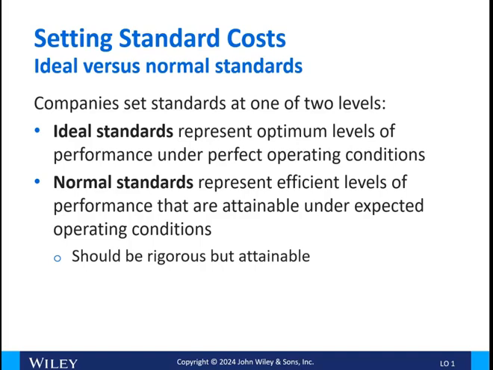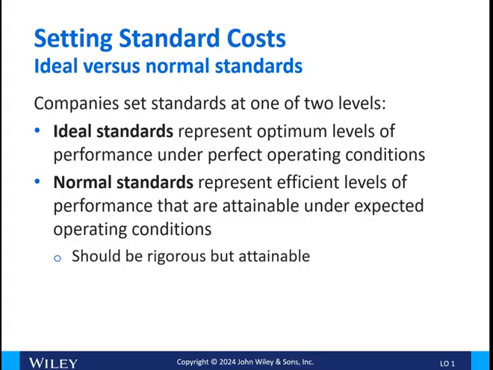Companies set standards at one of two levels: ideal standards or normal standards. Ideal standards represent the optimum levels of performance under perfect operating conditions, which is rarely ever met. This is looking at, we're going to run the factory X number of hours a week. Each machine can produce so many pieces per hour. Setup time is known and consistent, and there's no breakage in the equipment. So that's the ideal standards.